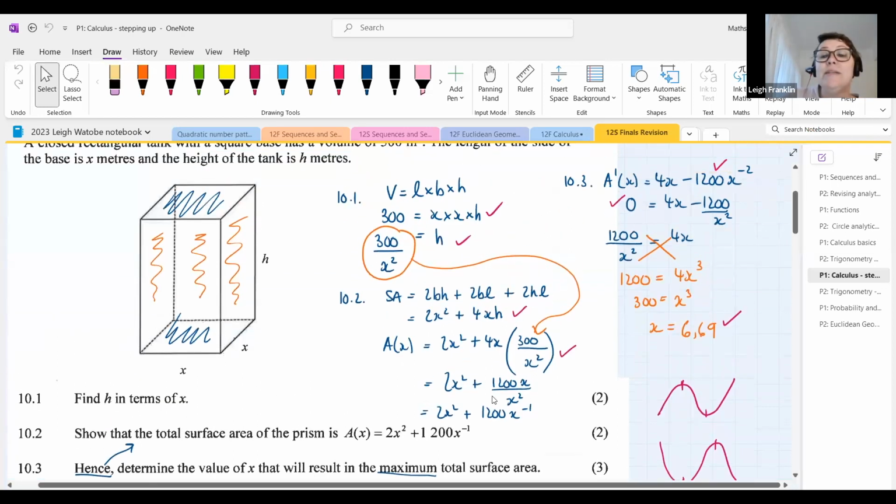So if you have a look in 10.3, I had to derive A of X. Okay, so very definitely you have to derive before you can solve for your X value.